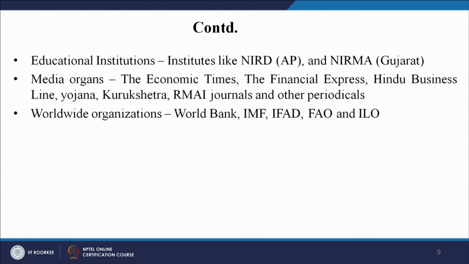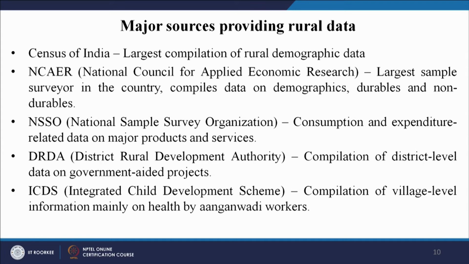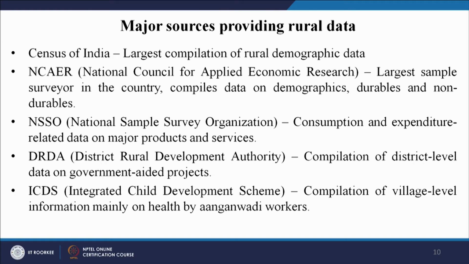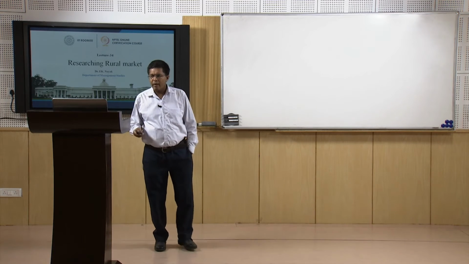Even O&M does its own rural research in a big way. So there are some major sources providing rural data. For example, if you want to know from where you can get rural data, these are some of the sources. The earlier ones were the bodies, and the other sources are the Census of India, the National Council for Applied Economic Research, NCAER, then NSSO, National Sample Survey Organization, then District Rural Development Authority, Integrated Child Development Scheme. So these are some of the sources from where you can get the rural data.